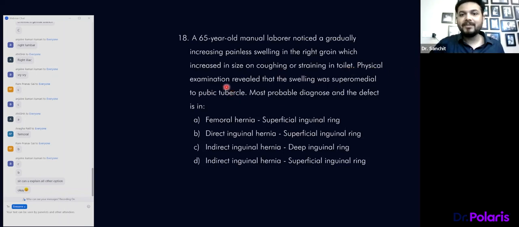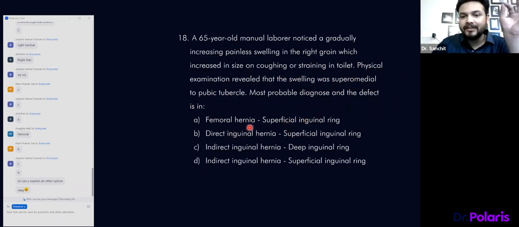Now, physical examination again revealed swelling in the superior-medial to pubic tubercle. First thing is, this is an inguinal hernia that you already know. Now, the most probable diagnosis and the most probable defect. So basically, which type of defect are they looking for?